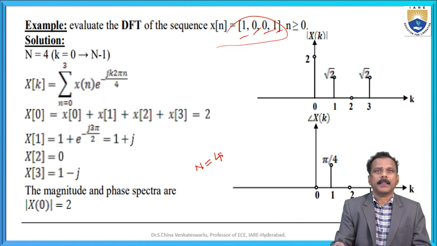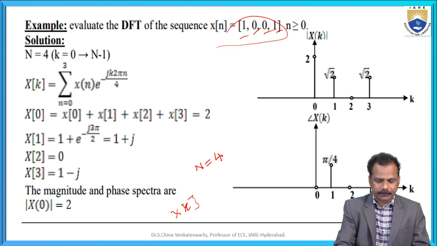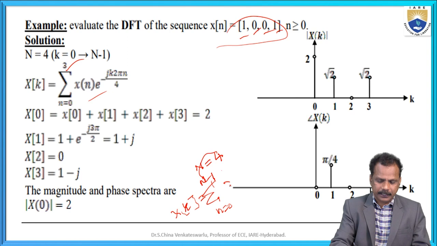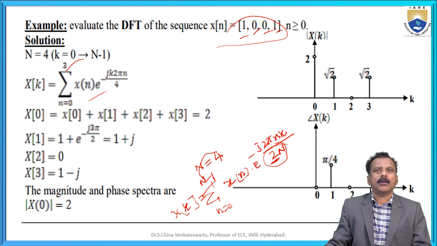With N equal to 4, we substitute according to the previous problem: X of k is equal to the summation n equal to 0 to N minus 1, which is 3, of x of n into e power minus j 2 pi n k by 2N. Here it is 2 into N, where N is equal to 4.